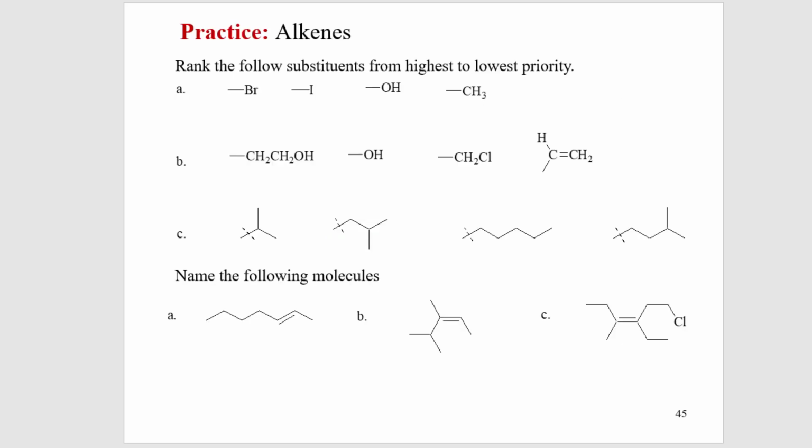Here's some practice for you. You can rank each of the following according to their priorities. And then at the bottom here, you can name the following compounds. Let's do the second one together. I want to find the longest parent chain. 1, 2, 3, 4, 5. I also want to make sure that the alkene is included in that longest parent chain. I started numbering closest to the double bond, which takes priority.